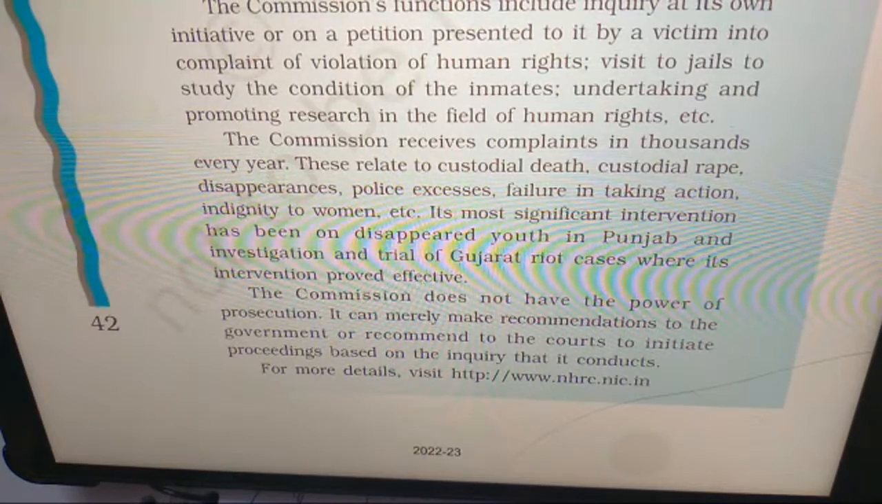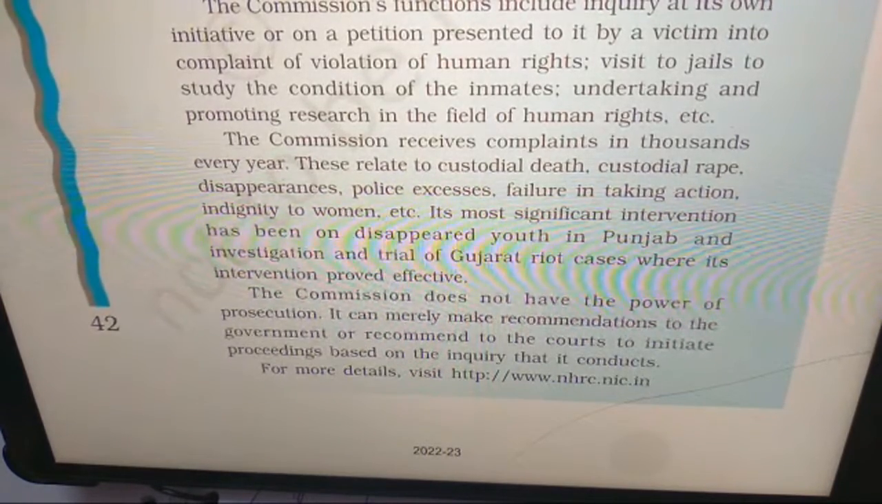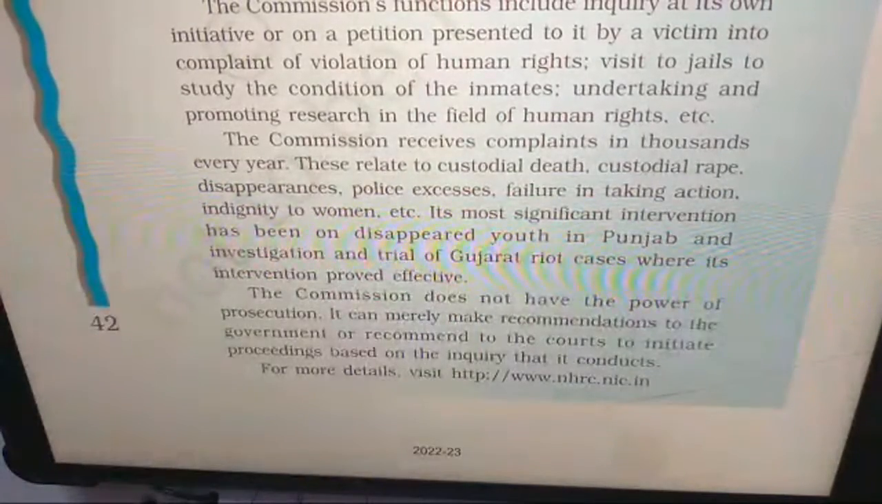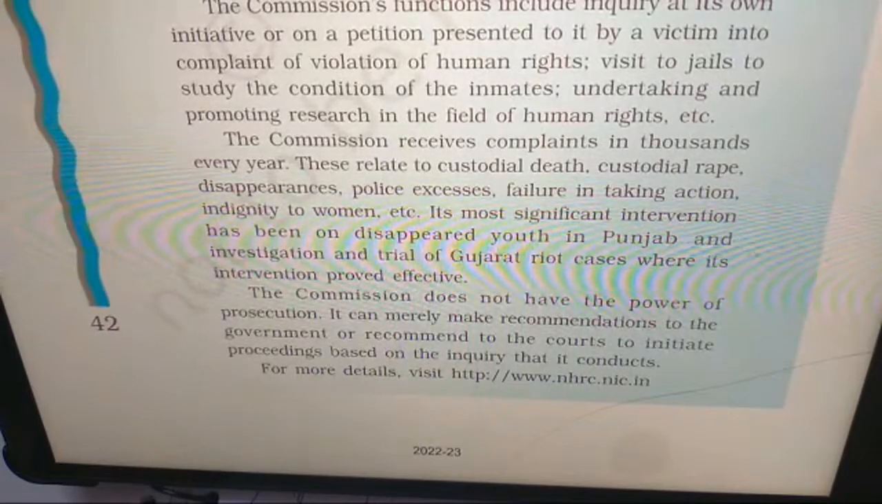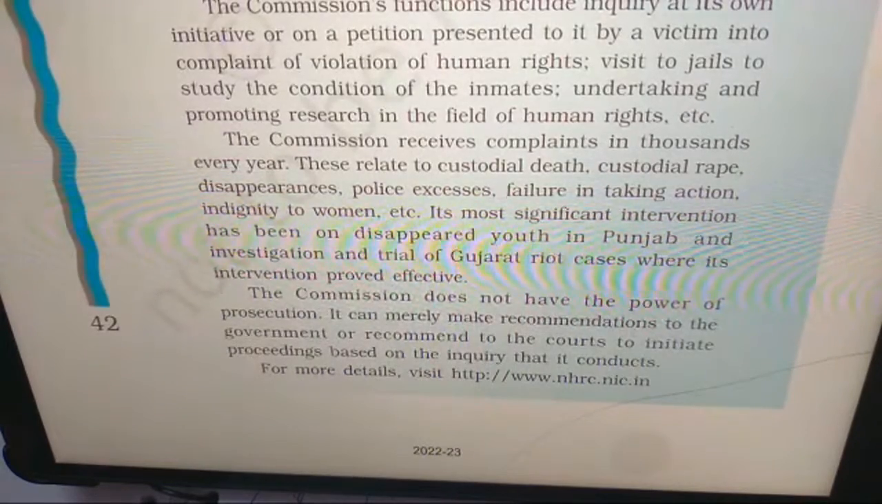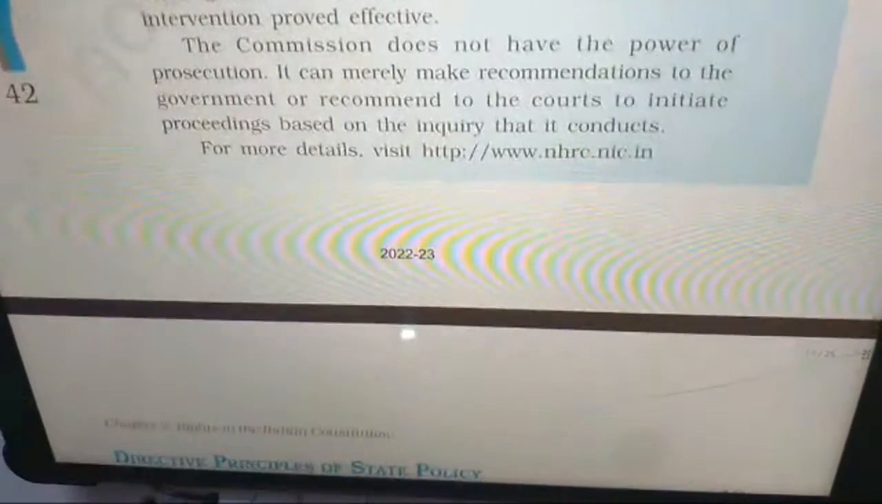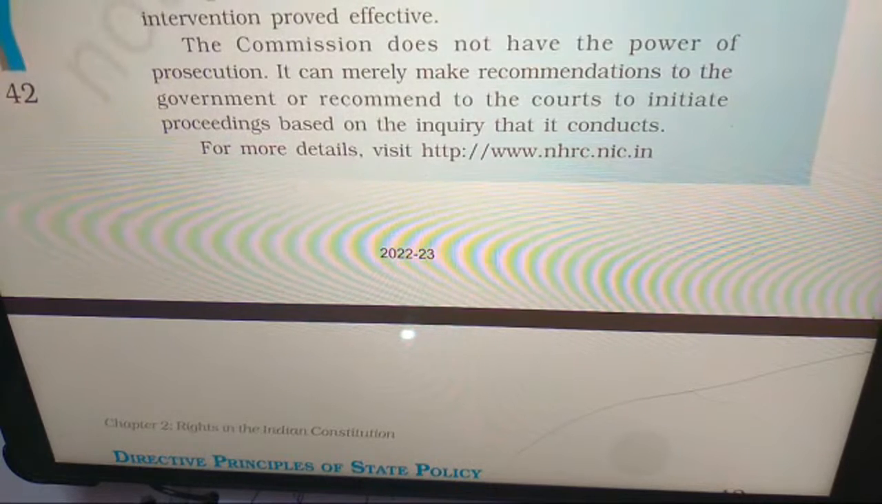The Commission receives complaints in thousands every year. Those related to custodial disappearances, police excesses, failure in taking action related to women, etc. Its most significant intervention has been on the disappeared youth in Punjab and investigation and trial of Punjab cases where its intervention proved effective. The commission does not have the power of prosecution. It can merely make recommendations to the government.